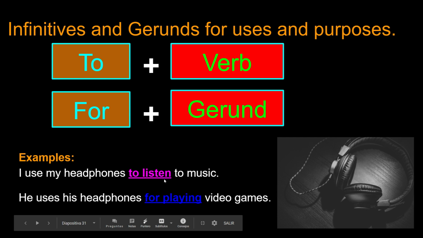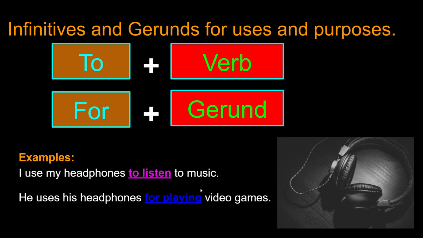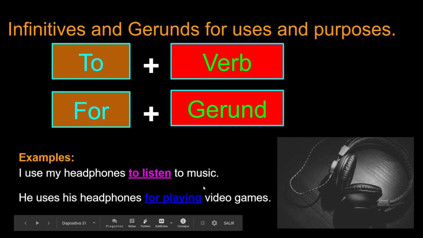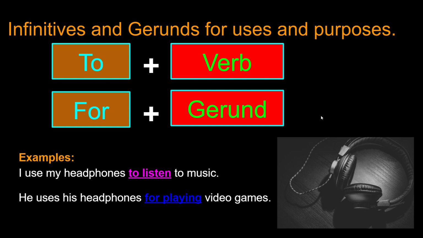However, I could interchange this. I could say I use my headphones for listening to music, or I could say he uses his headphones to play video games, right? So it's optional. You choose how to express it, and there's no problem with that. If that is clear, then what we're going to do now is to practice with a set of pictures. This is going to be a very quick and simple lesson. However, there are some expressions that we can use to make it sound more interesting and to decorate our speech a little bit. So let's take a look at that.